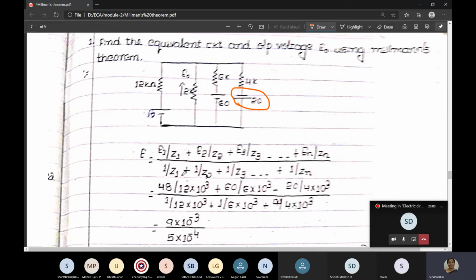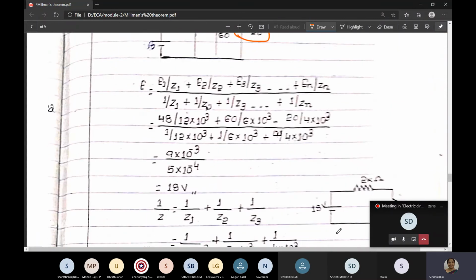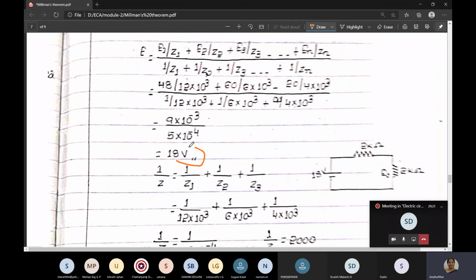Whole divided by 1 by Z1. 1 by Z1 means what? 12 into 10 power 3, plus 1 by Z2, 1 divided by 6 into 10 power 3. Just substitute the values of Z1, Z2, Z3 and E1, E2, E3. Then solve it. You will get E as 18 volts. So all the voltage sources in parallel are replaced by a single voltage source, that is 18 volts.